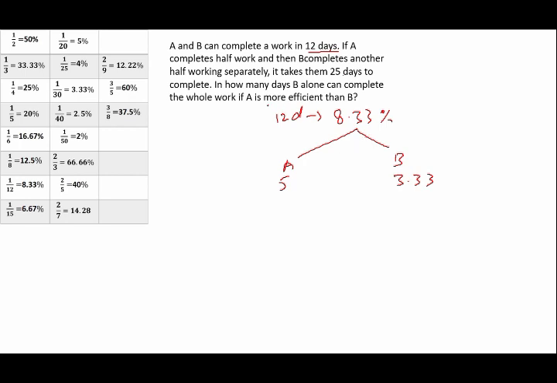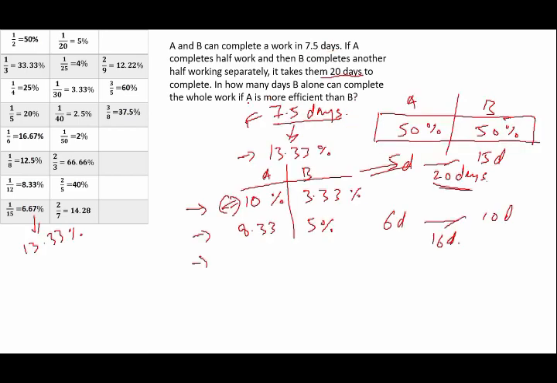Now, it is mentioned in the question that A is more efficient than B. So you might think that I could have put the value 5% here and 3.33 here. Well, it will be mentioned in your question. The same thing goes here. It is mentioned that A is more efficient than B, in both the possibilities. So before jumbling the percentage values, look into the question for more data.